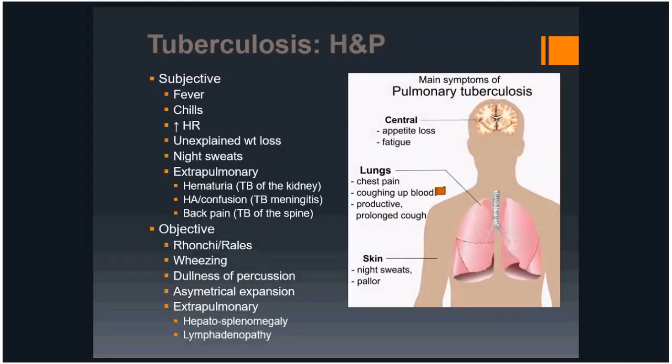When you look at the symptoms as well as the physical exam findings, persons with tuberculosis will commonly report fever and chills. You'll have an increased heart rate, likely due to the fever, unexplained weight loss, and night sweats. In extrapulmonary tuberculosis, some of the symptoms will be related to the site of the TB. From an objective perspective, you're looking at rhonchi, wheezing, dullness to percussion, and asymmetrical expansion, and again, if it's extrapulmonary, the findings are going to coincide with where the tuberculosis actually is.